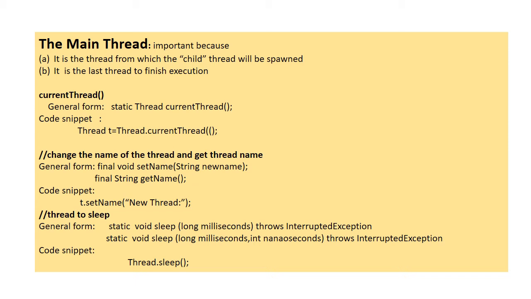A thread can be made to sleep by invoking the sleep method, and the general form of the sleep method is static void sleep(long milliseconds) throws InterruptedException, or static void sleep(long milliseconds, int nanoseconds) throws InterruptedException. The second form is useful only in environments that allow timing periods as short as nanoseconds. The sleep method causes the thread from which it is called to suspend execution for a specific period of milliseconds.